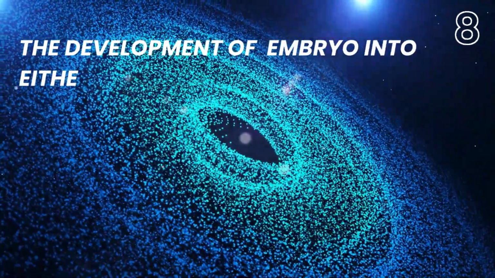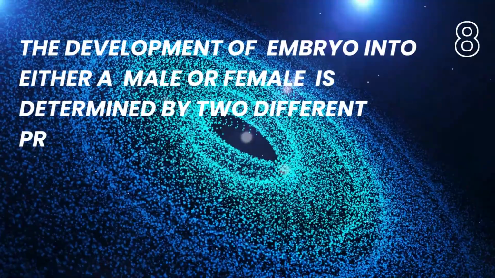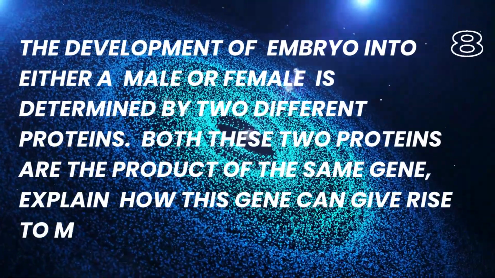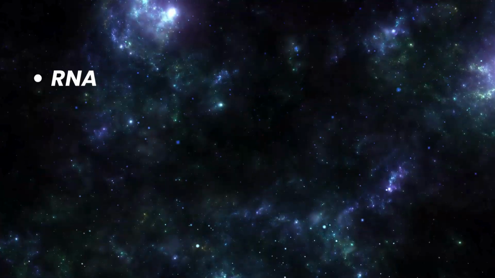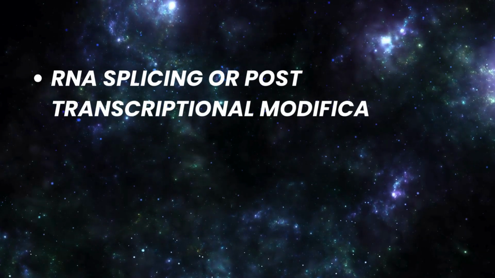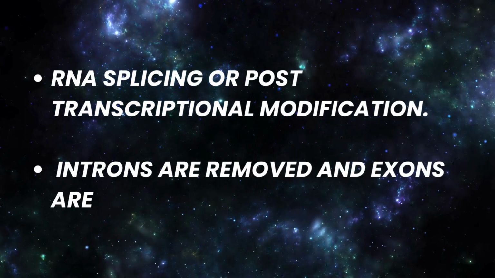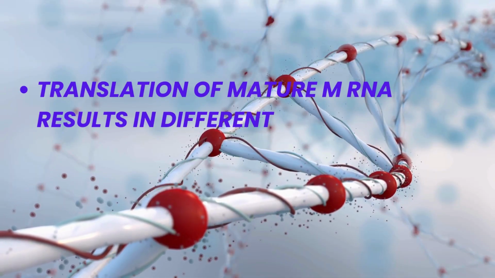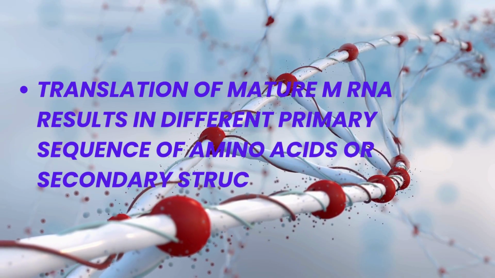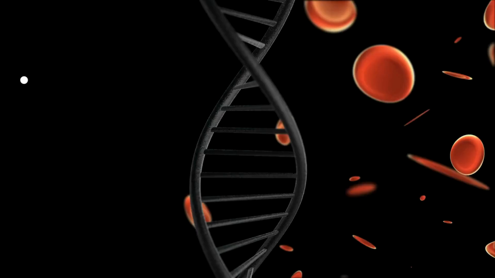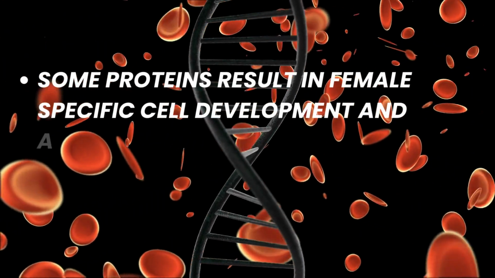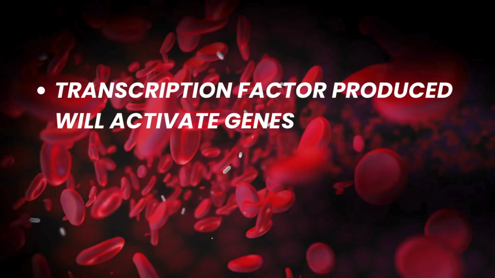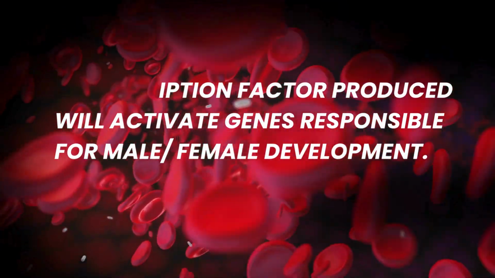The development of an embryo into either a male or a female is determined by two different proteins. Both these proteins are the product of the same gene. Explain how this gene can give rise to male and female. RNA splicing, or post-transcriptional modification: introns are removed and exons are rearranged. Translation of the mature mRNA results in a different primary sequence of amino acids or secondary structure of the protein. Some proteins result in female-specific cell development and others in male development. The transcription factor produced will activate genes responsible for male or female development.